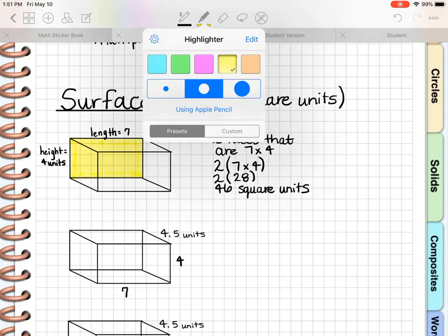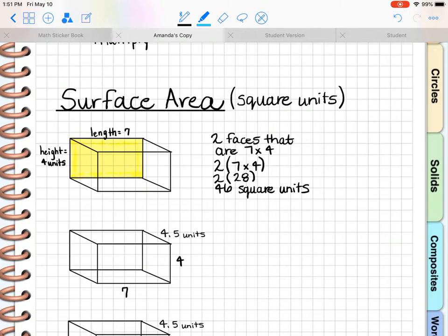Okay, for the next section, we have this end, and then we have this end. So for this one, the length is not involved. The 7 is irrelevant to this one. We're just looking at those 2 faces that are on the ends of this box. So we have 2 faces that are 4.5 by 4.